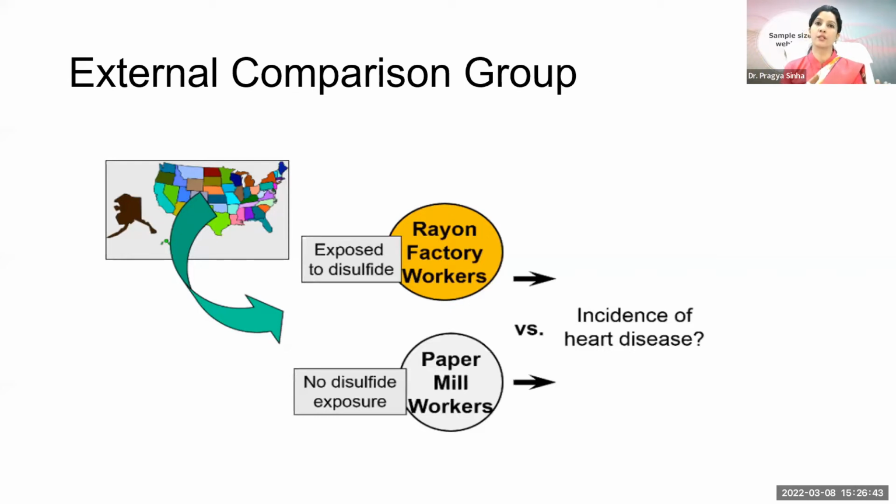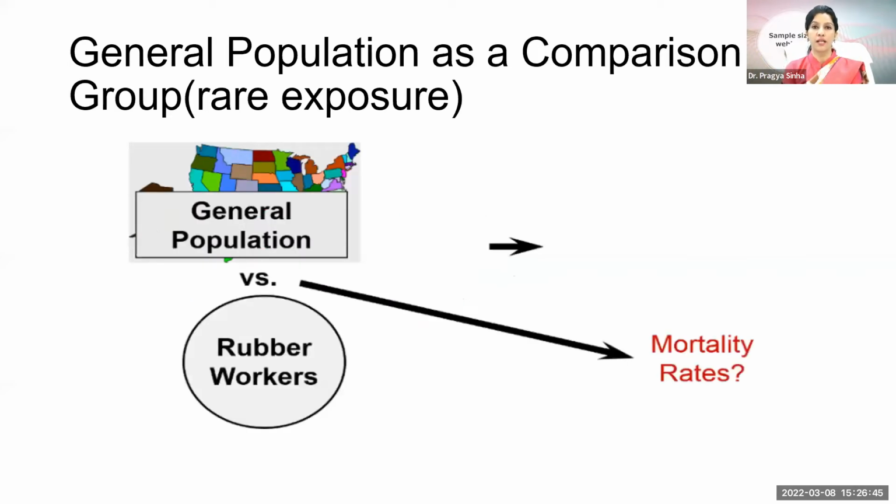Now coming to the third example: the general population as a comparison group. If the exposure is very rare, and it is very difficult for you to find a control group, then you can take the general population as the comparison. We will see in the example also that we have taken the background risk of that particular population.